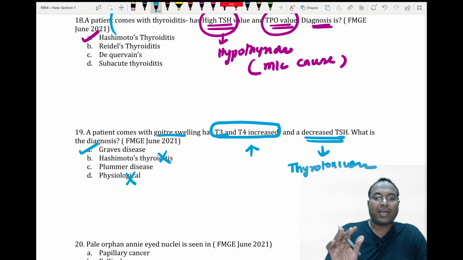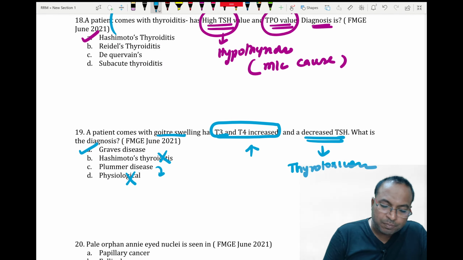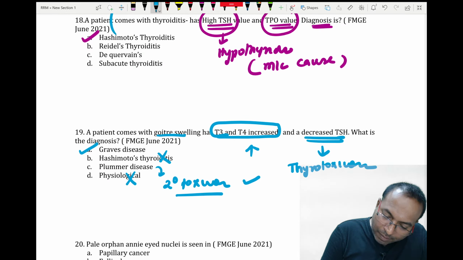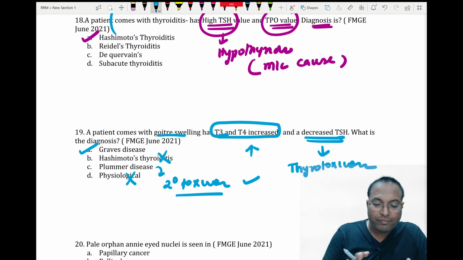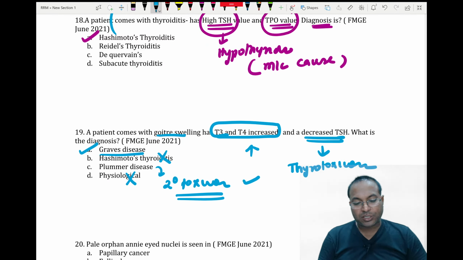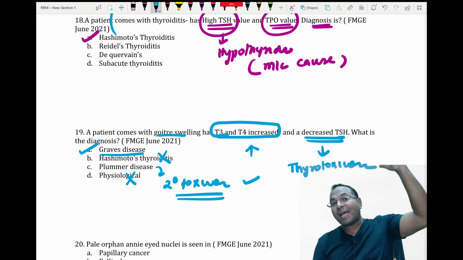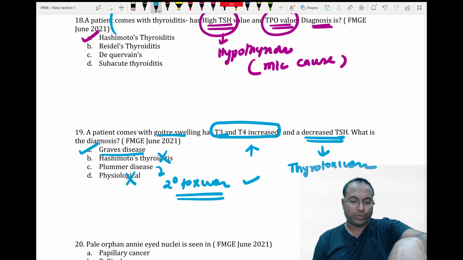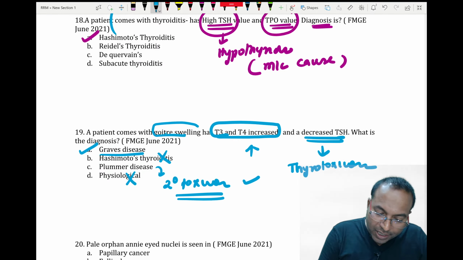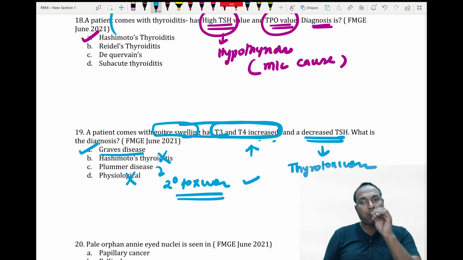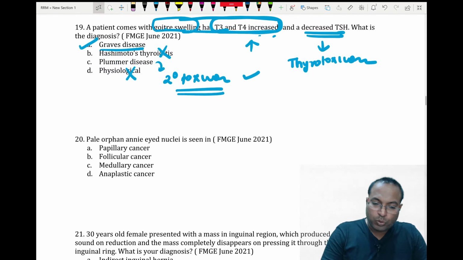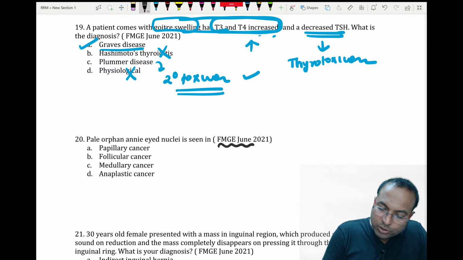Thyrotoxicosis in Hashimoto's is very less common. Plummer's is secondary thyrotoxicosis. That can also be the answer, but the question is not clear which one they are asking. So better to go for Graves. Plummer's is secondary thyrotoxicosis, where a patient having a long-standing thyroid swelling now comes with thyrotoxicosis. Here the patient comes to you with a goiter swelling along with T3, T4 increase. So this question is probably Graves only. Okay. So 20th question again you see, when I come to the FMGE June 2021 exam, all the questions are repeats.